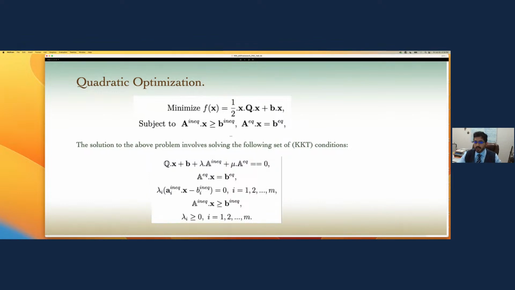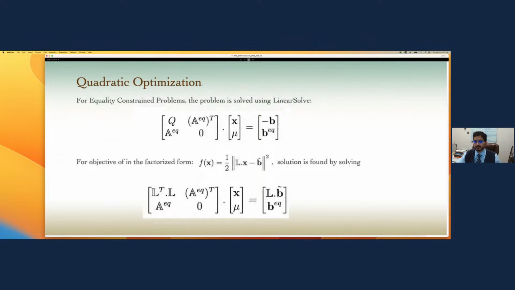In our case, we actually don't need to deal with these inequalities. We just need to deal with these equality conditions, which means that it simplifies the solution to this quadratic problem significantly, because all the last two set of conditions don't exist. So all you're left with are equality conditions, which can be solved as a simple system of linear equations, which is exactly this. So in order to solve the equality constraint quadratic optimization problem, you just need to solve this system of equations. And if it is in this norm form, it's also called a factored form. You just have to take this L transpose L in order to get the solution. A are your equality constraints. Okay, so that's basically it.